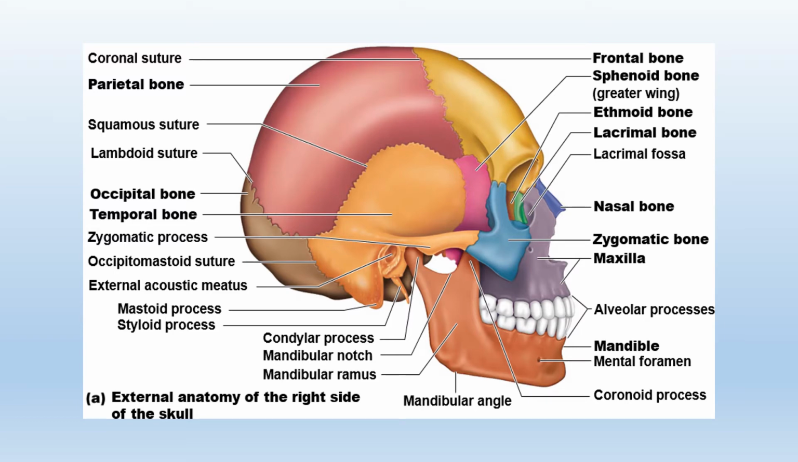Now looking at a lateral view of the right side of the skull, again we are able to see the squamous suture in between the parietal bone and the temporal bone in orange, the coronal suture between the parietal bone and the frontal bone in yellow, and the lambdoid suture between the parietal and occipital bone.